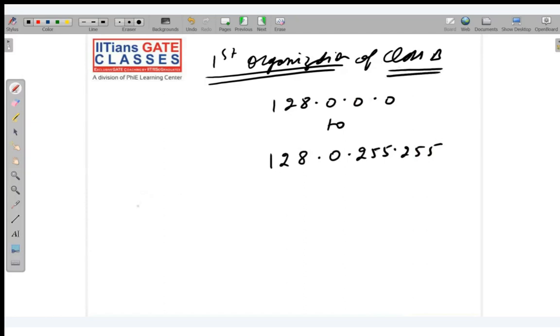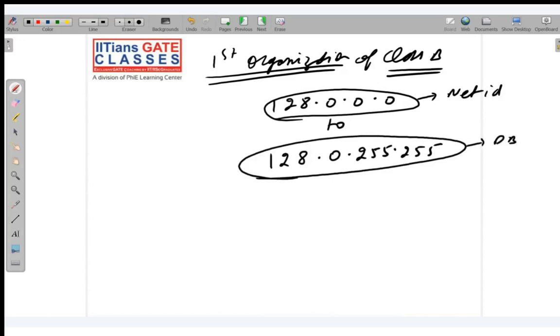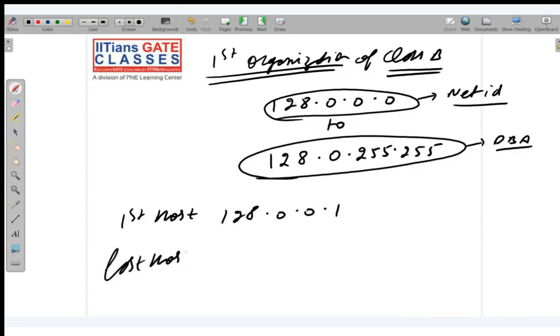Now net ID. Net ID is very simple. This is your net ID. Okay, DBA. DBA is very simple. This is your DBA. Now first host 128.0.0.1 and last host 128.0.255.254. Any doubt here? Okay, so this is the first organization.